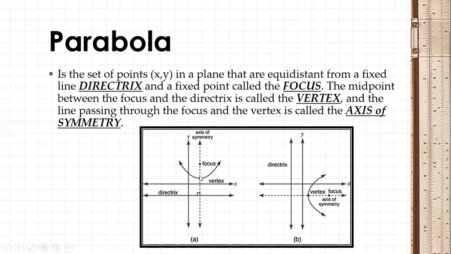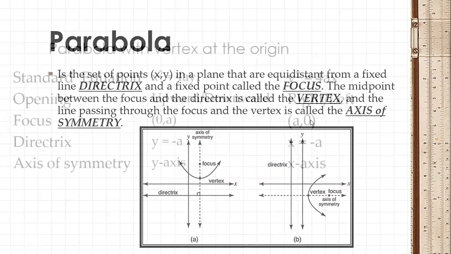So the vertex of the parabola, in front of it is the focus, and behind it is the directrix. So there is an upward, and also a left, right, or downward opening of a parabola.